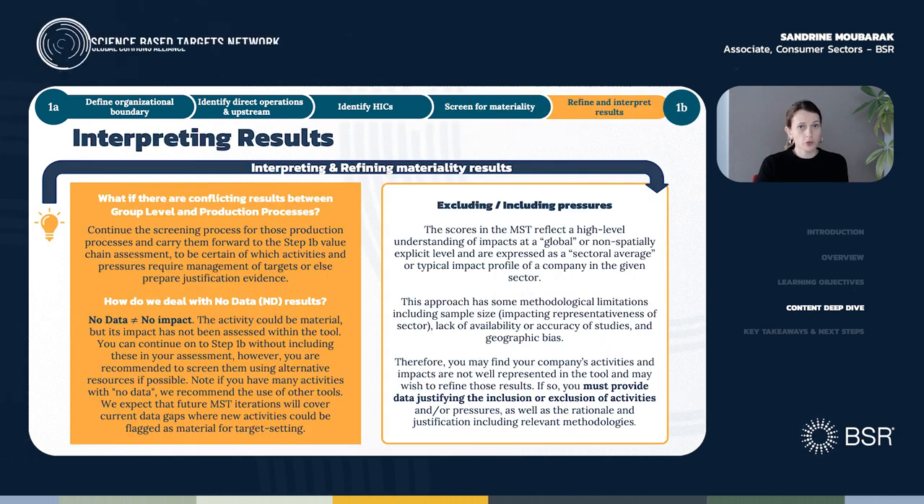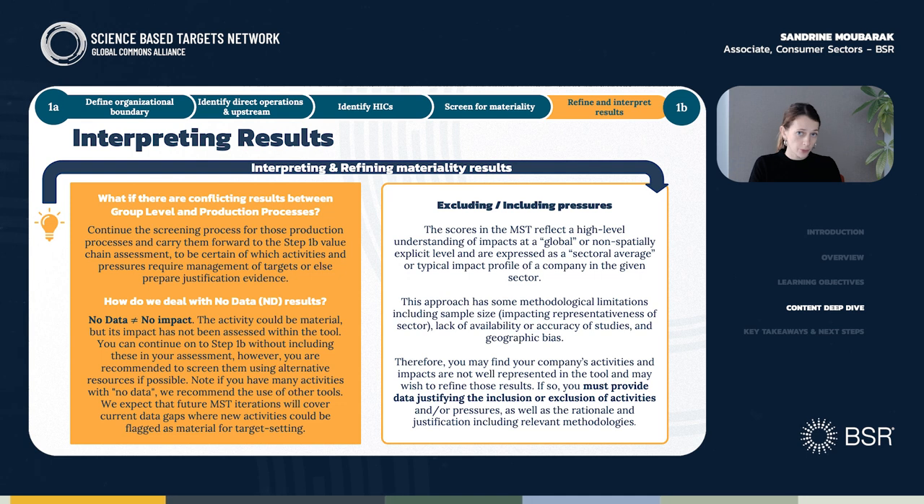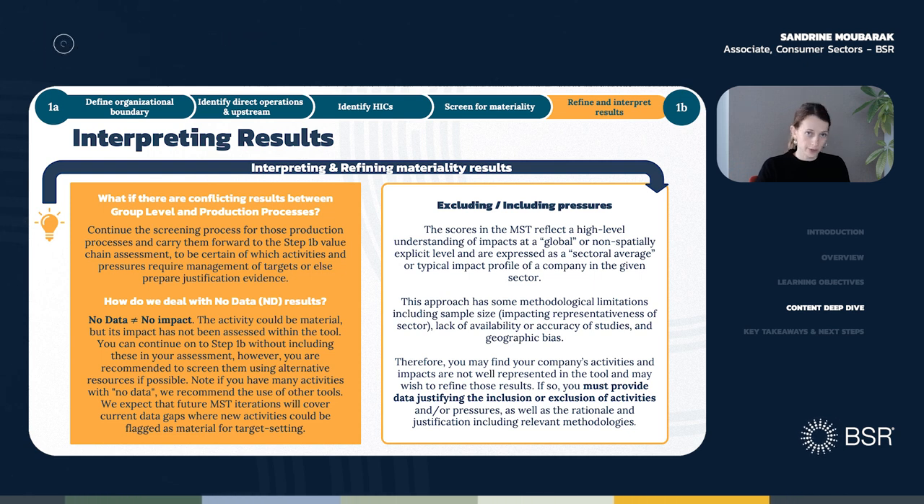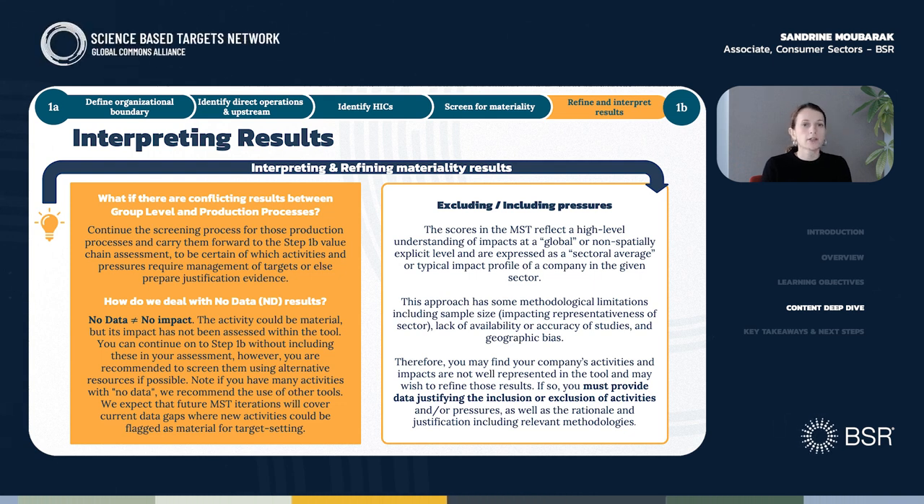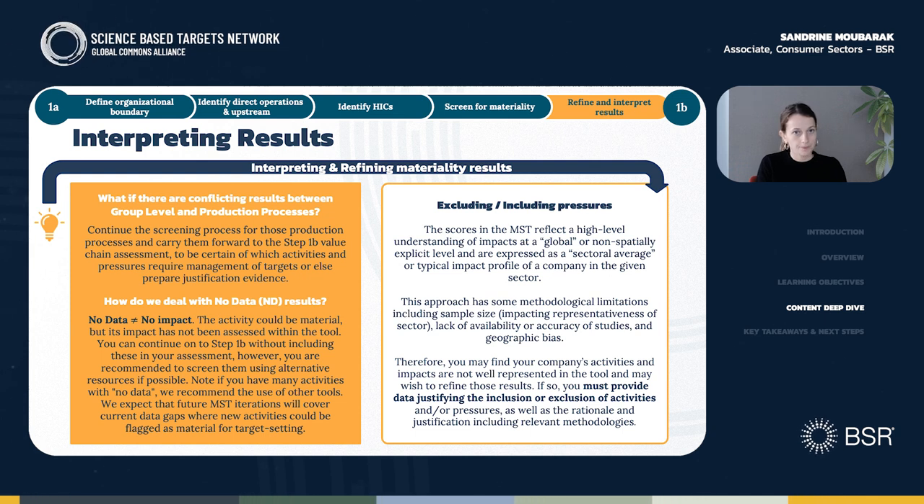After the screening, you might have to interpret and refine the materiality results. For example, some specific pressures might not seem material at the group level, while some production processes might have been deemed material. In this case, the screening process for these production processes has to be carried forward to Step 1B, or else evidence to support their exclusion from further screening will have to be provided to meet validation requirements.